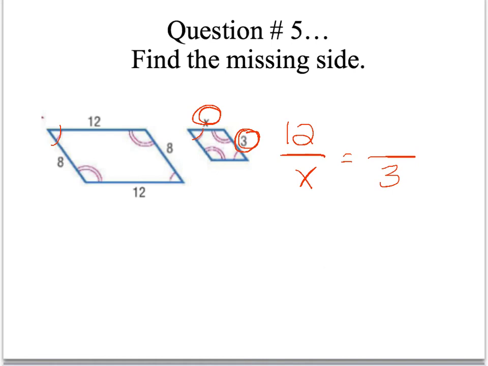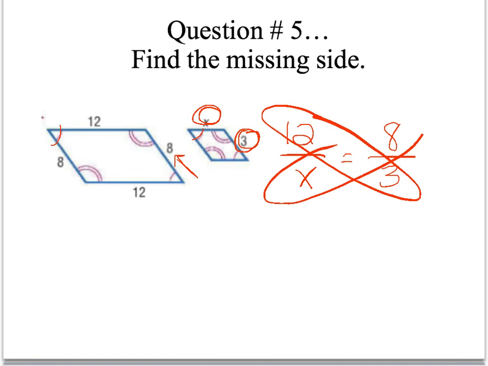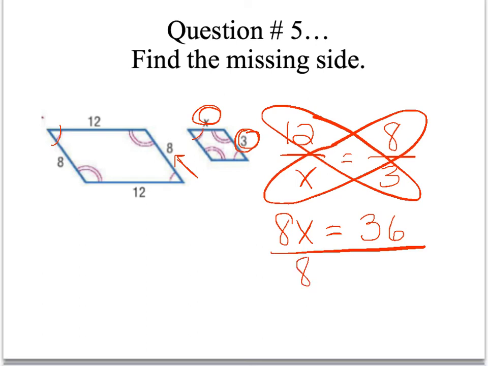Now, which side corresponds to the 3? That would be our 8 here. And so I'm going to put an 8 on top. And then I'm going to cross multiply. 8x equals 36. Divide by 8. And the missing side is 36 divided by 8, which would be 4 4/8, or 4.5.